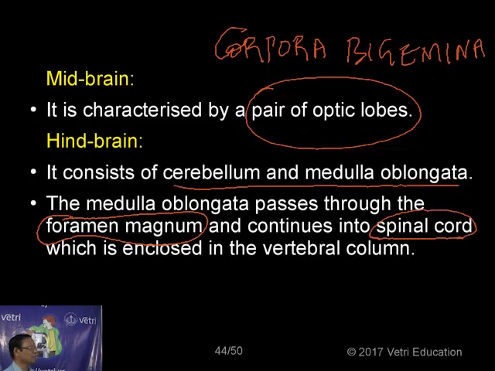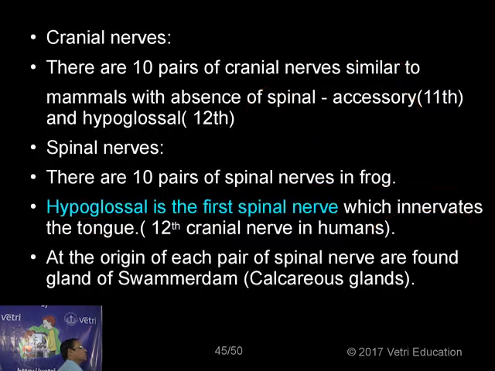And the spinal cord is enclosed within the spine, within the vertebral column. The brain is enclosed inside the brain box, and the spinal cord is enclosed within the vertebral column.